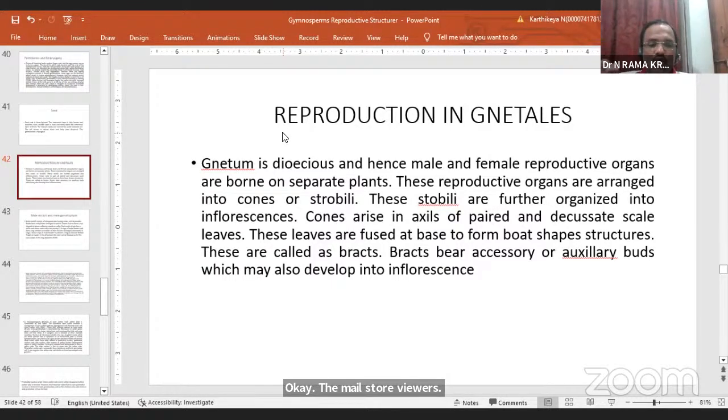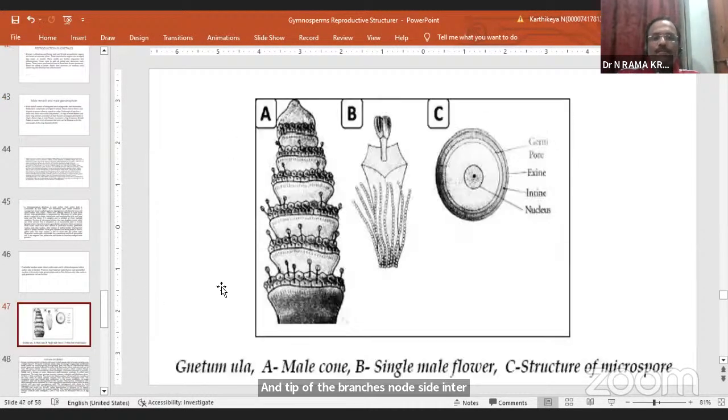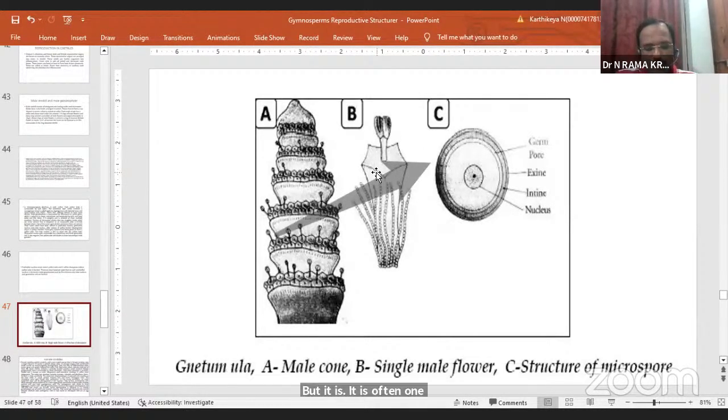The male strobili are very short, stout axes arising in the axil of connate bracts. The axis is divided into nodes and internodes. The last three lessons we completed were sporangium, sporophylls, and cones. But in Gnetum, what happens? In the tip of the branches, nodes and internodes are there. Here in A, nodes and internodes are there, whereas in B, only one part.